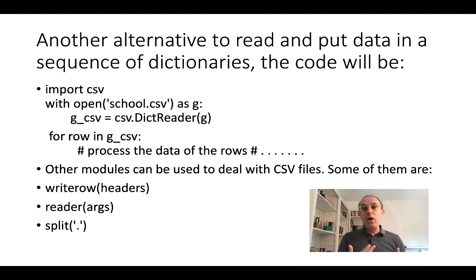Another alternative way to read and put data in sequence of directories, as we talked about in modules 3 and 4, the code will be the same: import the file itself, with the idea of for row in the CSV file, and we can process the data in a row. Other modules can be used with the CSV file, such as writerow, reader, and split. And those are the options.